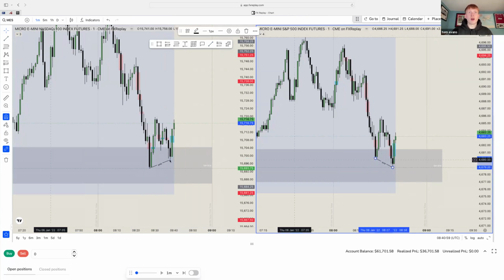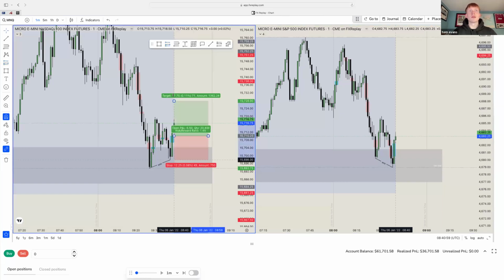So this low, NASDAQ has not made a lower low. It's made a higher low. The S&P has made a lower low. So like I said, I'm going to place my entry because I was looking to buy off here like this.